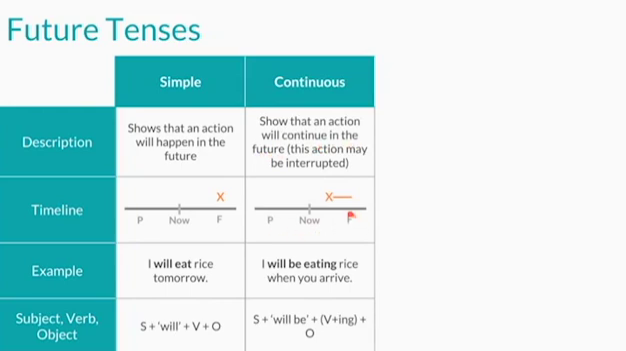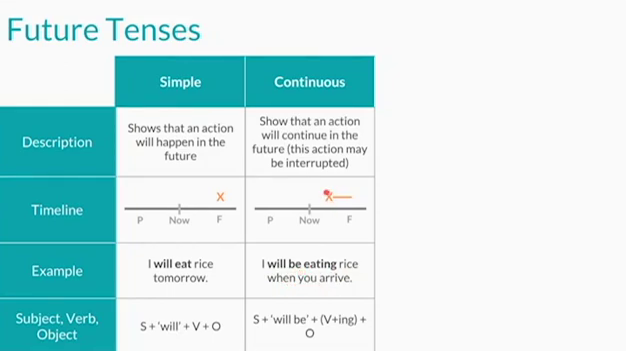So here's our timeline, and here's the future. Some action is going to start in the future, and it's going to continue for some time. I want you to notice that this action may or may not be interrupted. So basically, in some cases, this first action is going to be interrupted by another action. For example, I will be eating rice when you arrive.